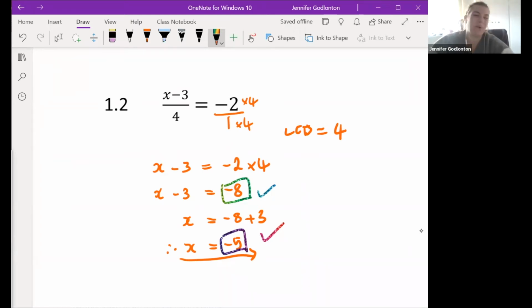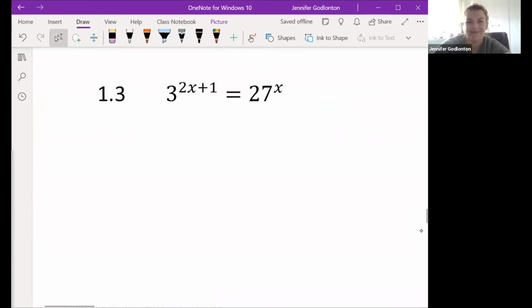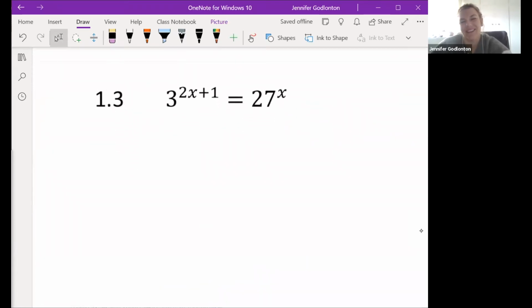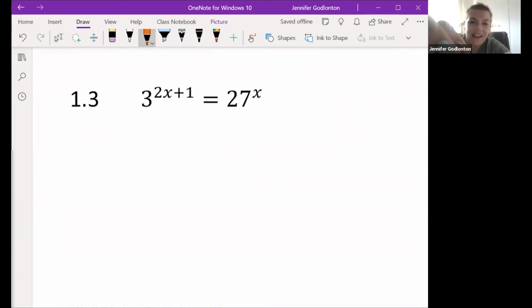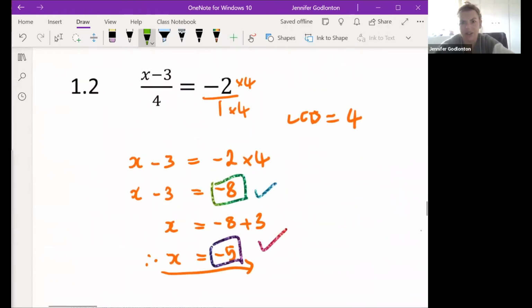Everyone's favorite question next. We're going to bring in some exponents, because I know how much you guys love exponents. Okay, so this is an exponential. This is an exponential. So our goal here is to get the same base as each other. And once our bases are the same, then our exponents are the same. Yeah, you can absolutely take a screenshot.